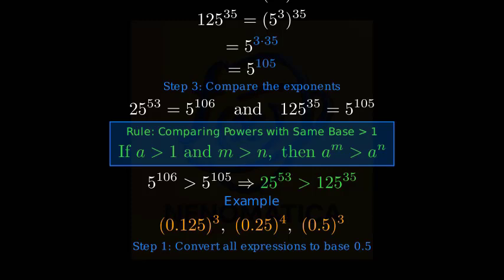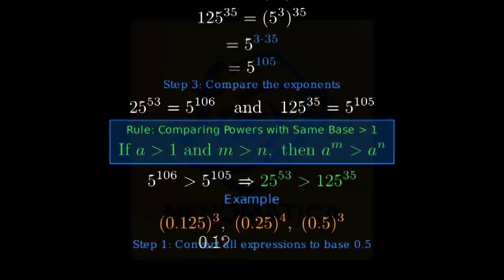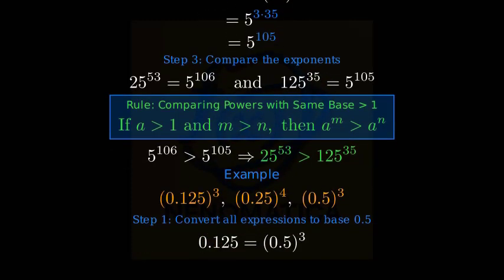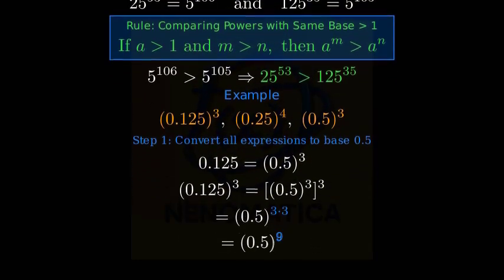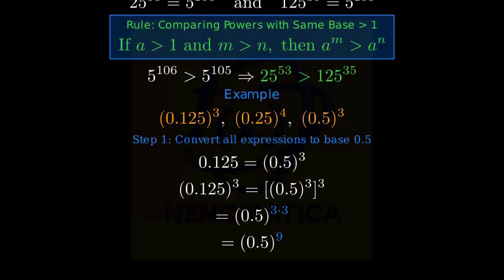First, we'll rewrite 0.125. 0.125 equals 0.5 cubed. So, 0.125 cubed equals 0.5 cubed to the power of 3. Using the power of a power rule, this becomes 0.5 to the power of 3 times 3, which is 0.5 to the power of 9.